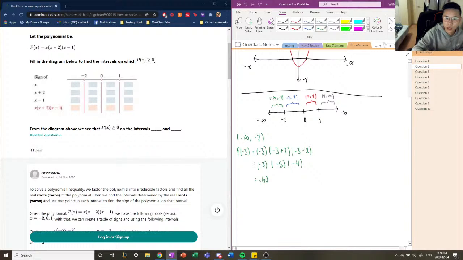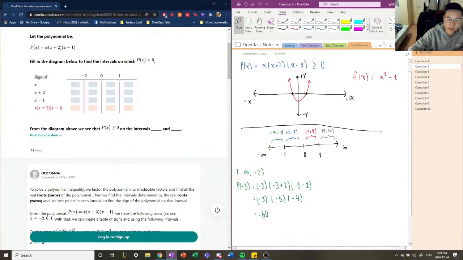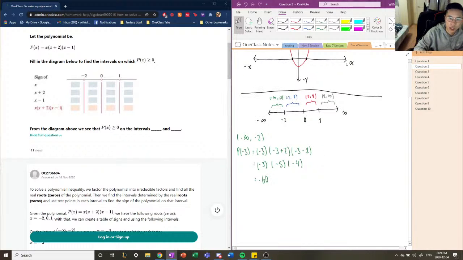Okay? So given our principle that every value in between the intervals of our zeros has to be of a negative value or positive value, we can then conclude that in this interval of -infinity to -2, all the values of our polynomial are negative, given this test point. Okay, let's do our next test interval here: -2 to 0.